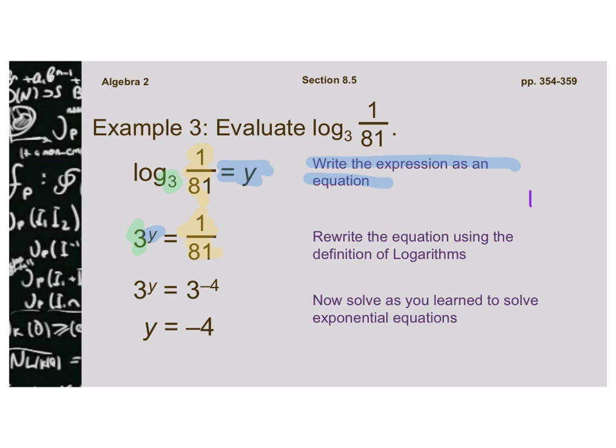Okay, so now I need to go back to my original methodology here of rewriting 81 as a base of 3. So I have to make this be 3 to the something. Well, that is 3 to the 4. But it's in the denominator, so I have to bring it up, making that 4 negative. So now I have 3 to the y is equal to 3 to the negative 4, which tells me that negative 4 has to equal y.